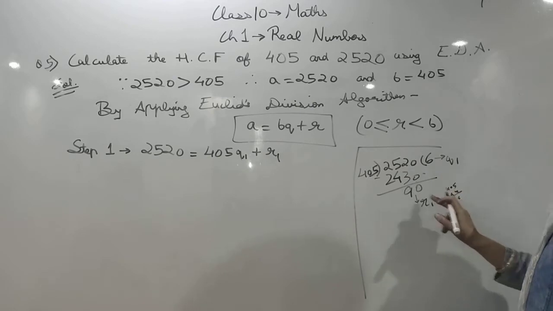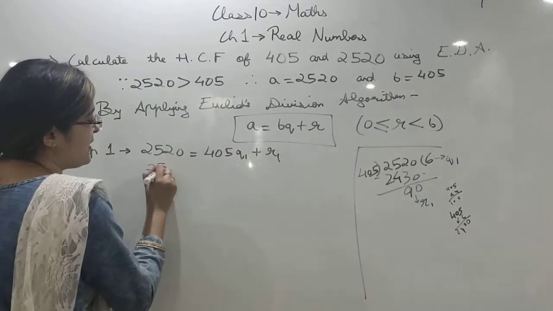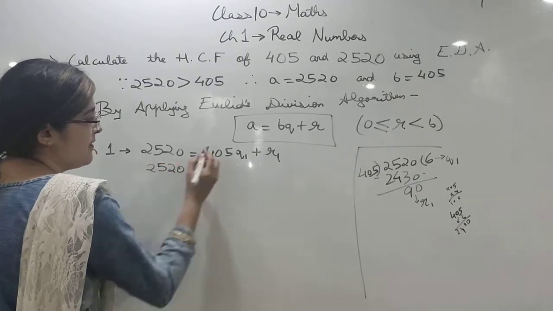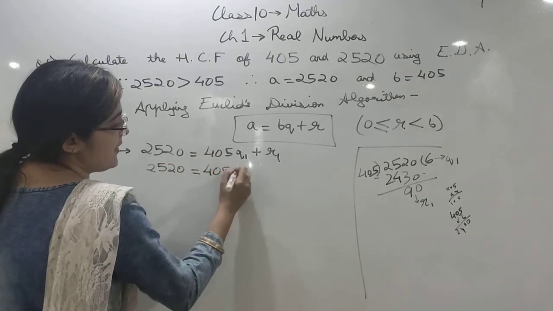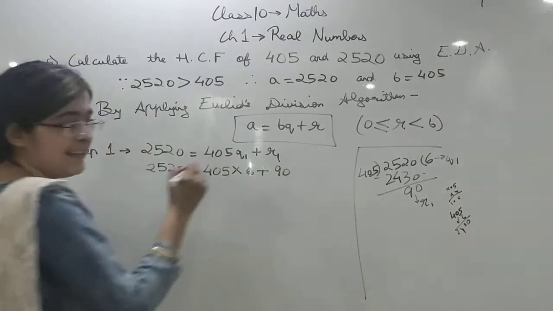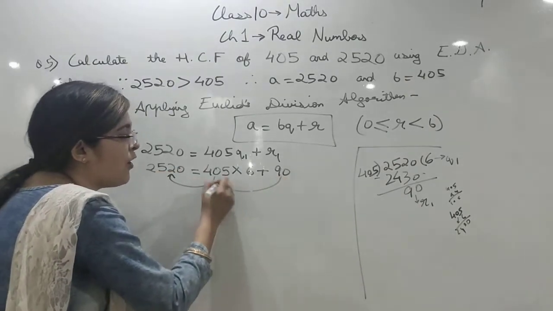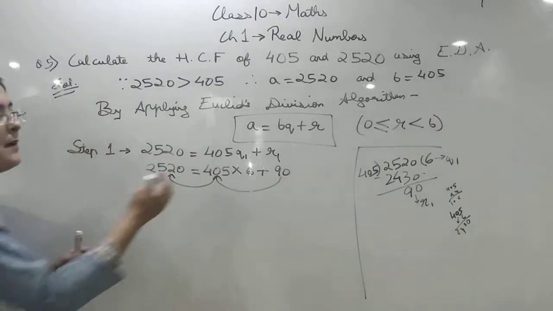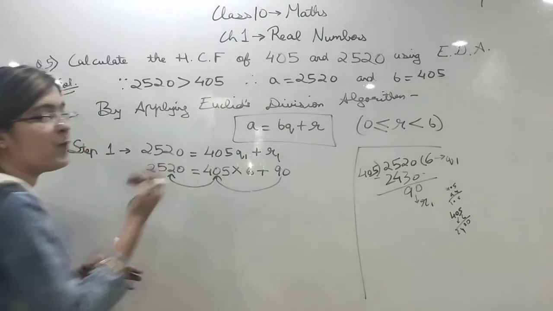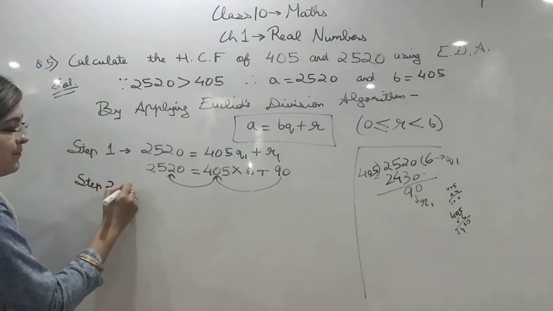We will put these values here. What is Q1? 6, and R1 is 90. Now in the next step, this will go here and this will go here. B comes towards A and R comes towards B. So let's do our step 2.